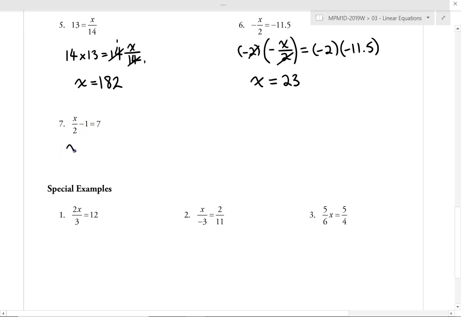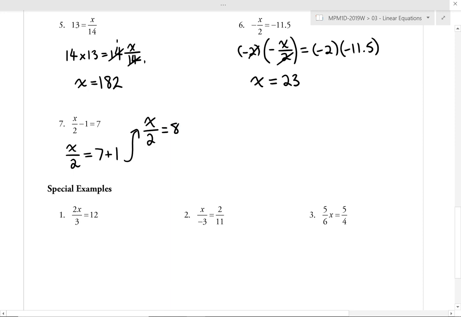Okay, so x over 2, well, we have this minus 1, so what we could do is add 1 to that. That's going to get rid of it there, and it's going to bring a plus 1 to the right, right? And so, oops, not 8, just 1. There we go. So we move that minus 1 over, it becomes plus 1. Now we have just x over 2 equals 8.